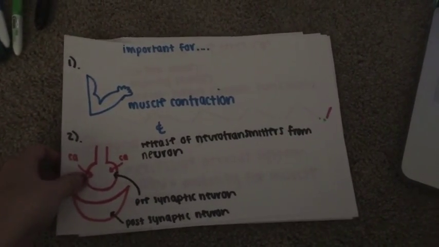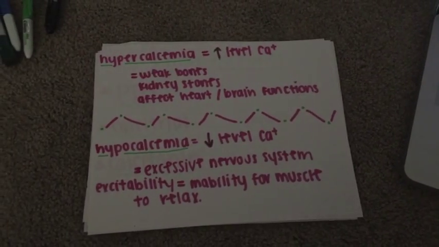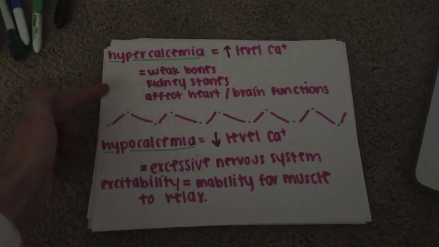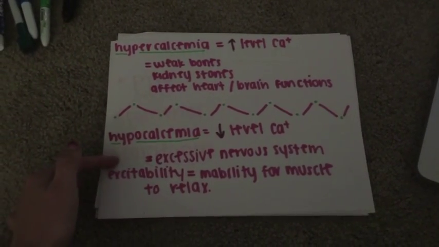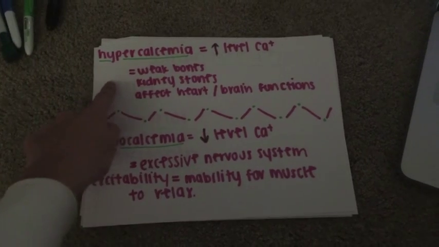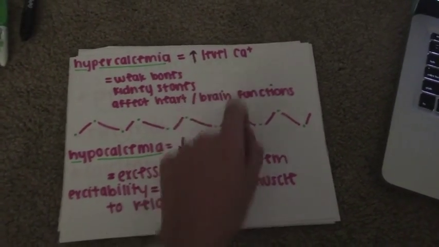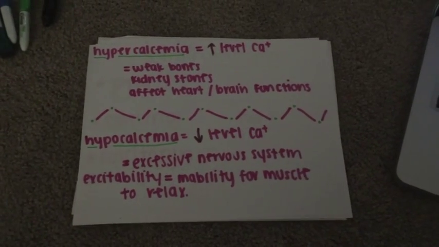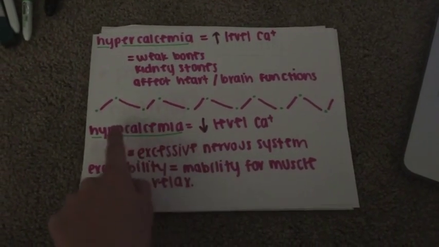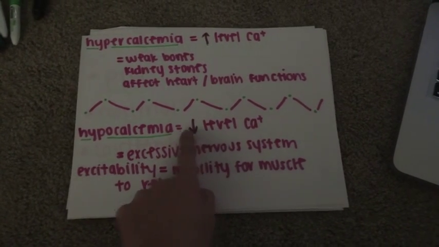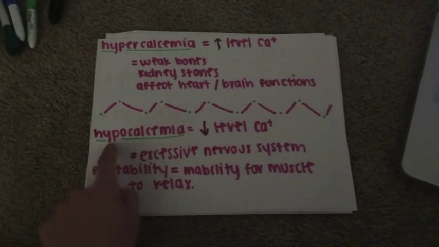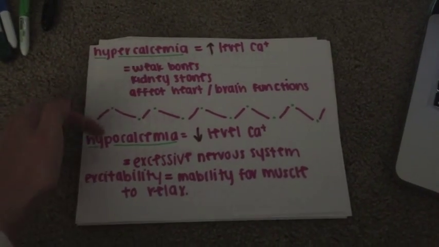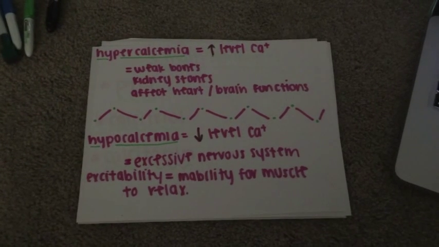Although calcium is vital for function, too much or too little can also be detrimental. There are two terms to know: hypercalcemia and hypocalcemia. With hypercalcemia, the levels of calcium are too high. This can result in weakened bones, kidney stones, and affect heart and brain function. But when the levels of calcium decrease, it is known as hypocalcemia. Hypo means below, and hyper means above. So you can think of that when you want to know hypercalcemia and hypocalcemia.